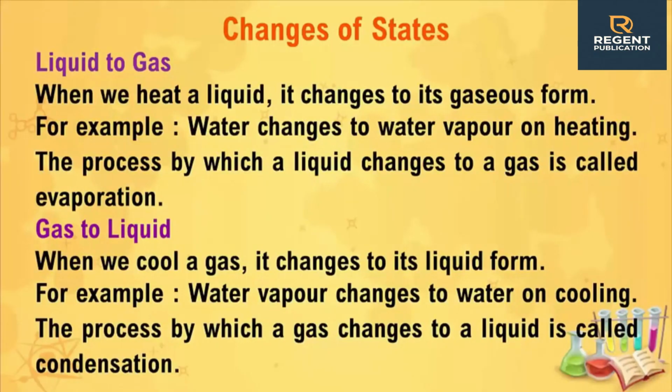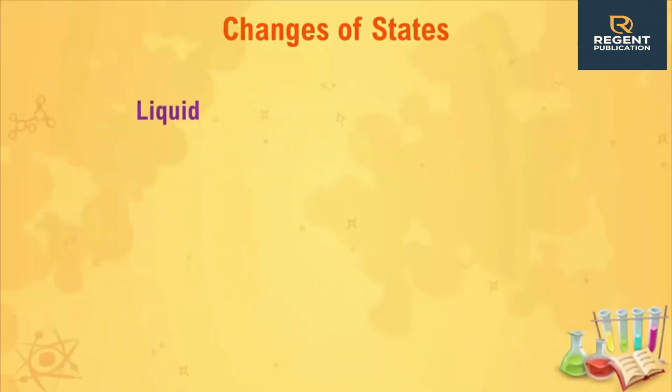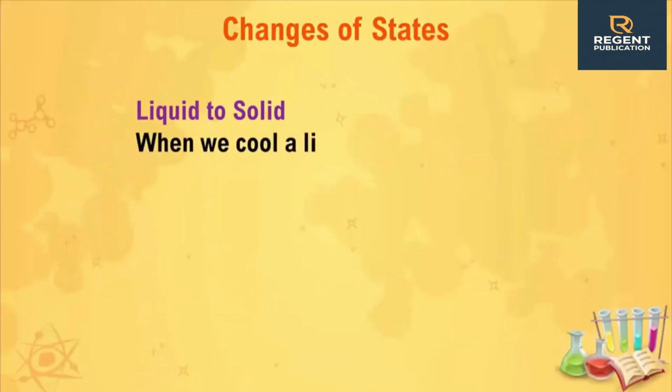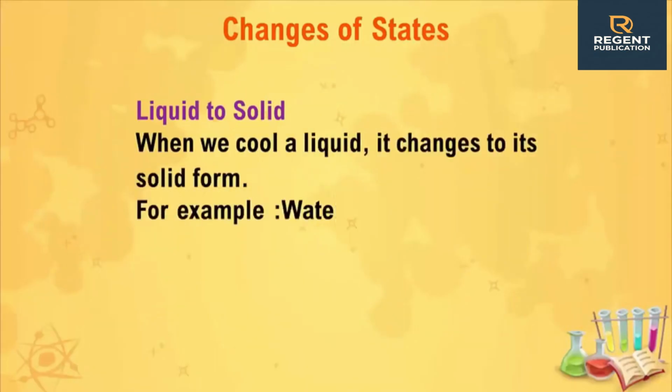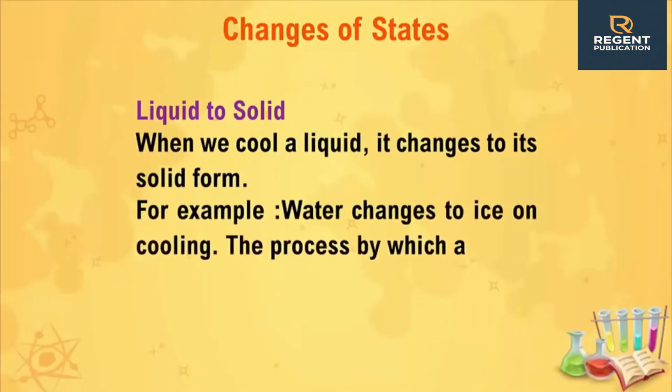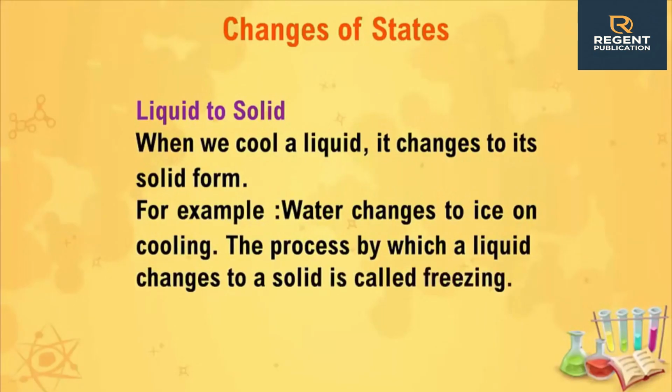The process by which a gas changes to a liquid is called condensation. Liquid to solid. When we cool a liquid, it changes to its solid form. For example, water changes to ice on cooling. The process by which a liquid changes to a solid is called freezing.